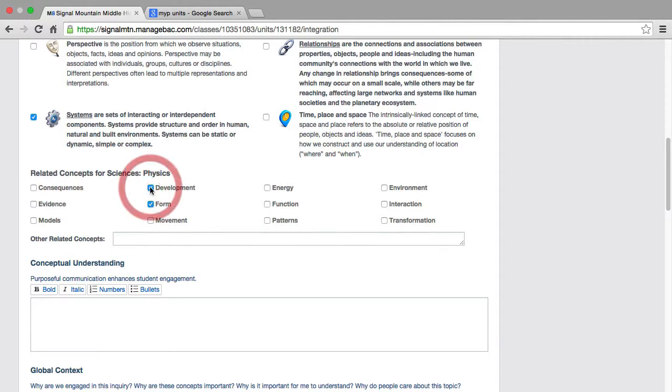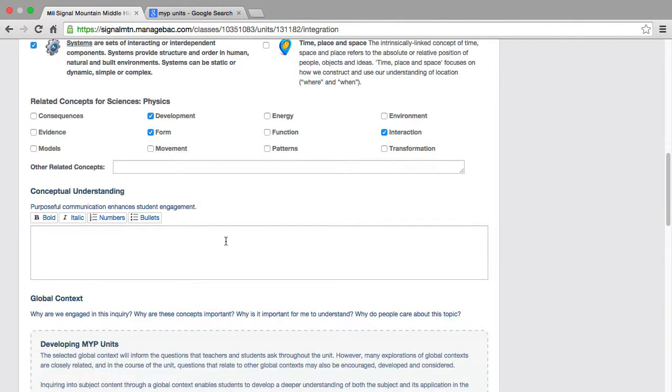I want development because I want the students to think about how we have developed things and how the use of waves has changed. And interaction because I want to understand how do we interact with waves. The conceptual understanding ties those first two things together. In this case, I'm going to use several of the systems built by our society.